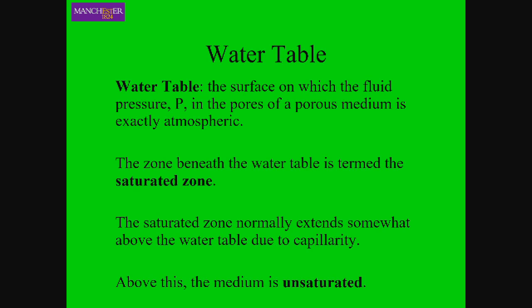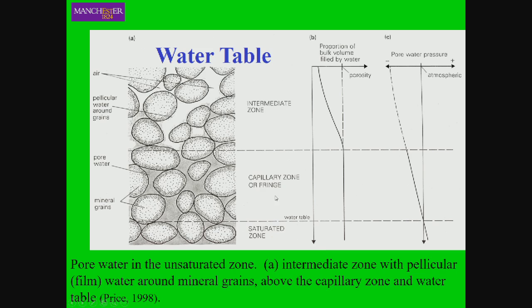Most people might be familiar with the concept of the water table, but it has a technical definition that is important for us to know. The water table is defined by hydrogeologists as the surface on which the fluid pressure in the pores of a porous medium is exactly atmospheric. So it's defined by pressure. The zone beneath the water table is the saturated zone. Above it you have the unsaturated zone. And in between you actually have what we call a capillary zone.